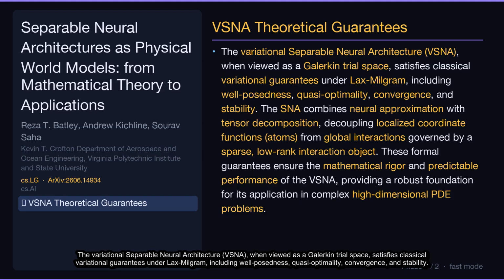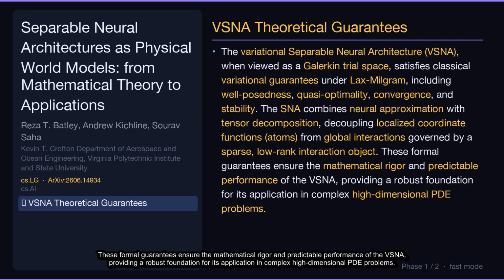The variational separable neural architecture, VSNA, when viewed as a Galerkin trial space, satisfies classical variational guarantees under Lax-Milgram, including well-posedness, quasi-optimality, convergence, and stability. The SNA combines neural approximation with tensor decomposition, decoupling localized coordinate functions, atoms, from global interactions governed by a sparse, low-rank interaction object. These formal guarantees ensure the mathematical rigor and predictable performance of the VSNA, providing a robust foundation for its application in complex high-dimensional PDE problems.